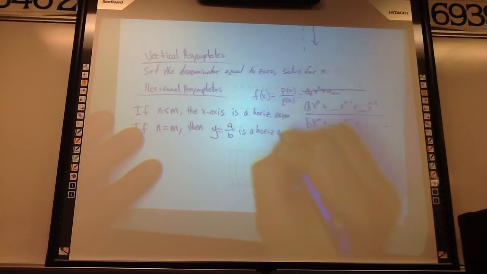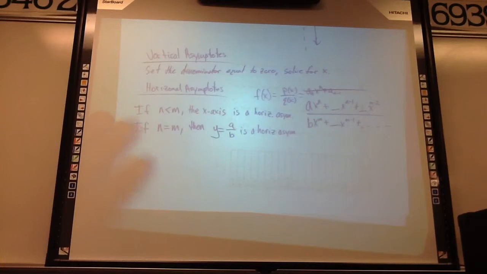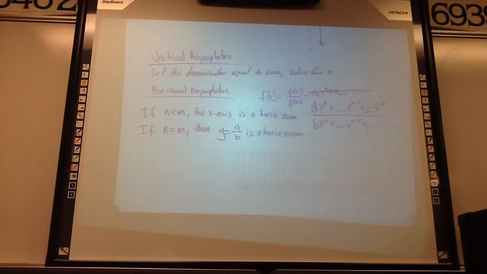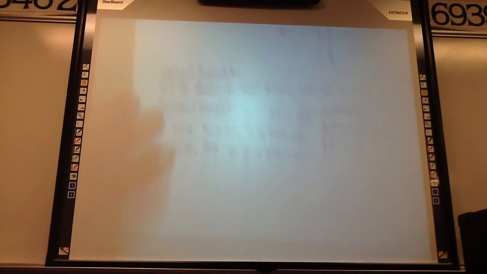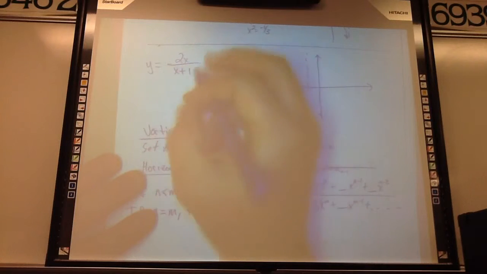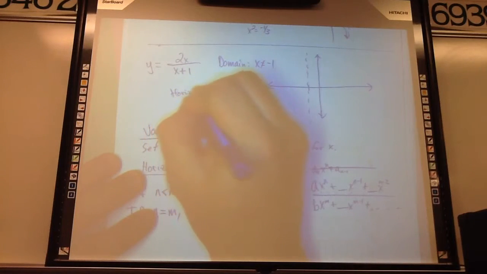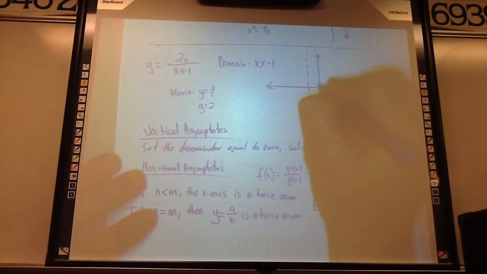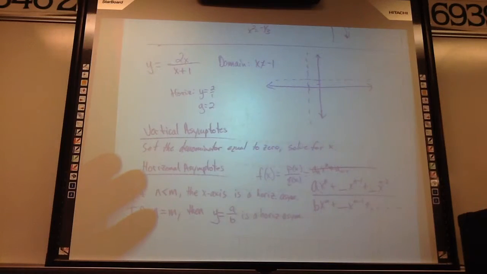So it's 2 on top and 1 on the bottom, the asymptote is y equals 2. You just divide the leading coefficients. So for this one, the leading coefficients are 2 and 1, so it's y equals 2 over 1, so it's just y equals 2. So at 2, you'd have a horizontal asymptote. Y equals a over b.